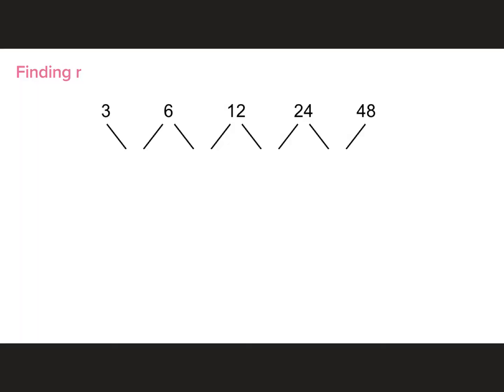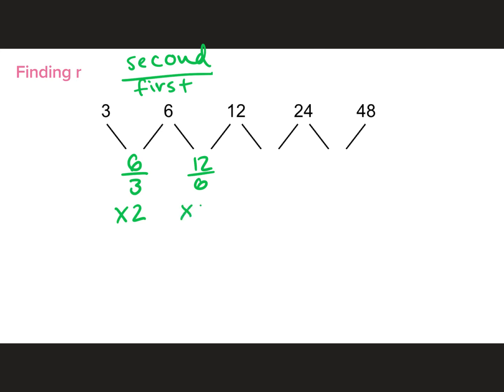Okay. One way that we can find r, again, is dividing the second term by the first. So I would take 6 and divide it by 3. What's 6 divided by 3? 2. So I would multiply times 2 to get from 3 to 6. You can do that with any two terms here. So if I did 12 divided by 6, what's 12 divided by 6? 2. So again, I would multiply by 2. I could do 24 divided by 12, which is 2, and 48 divided by 24, because you do the one right before. That would be 2 also.